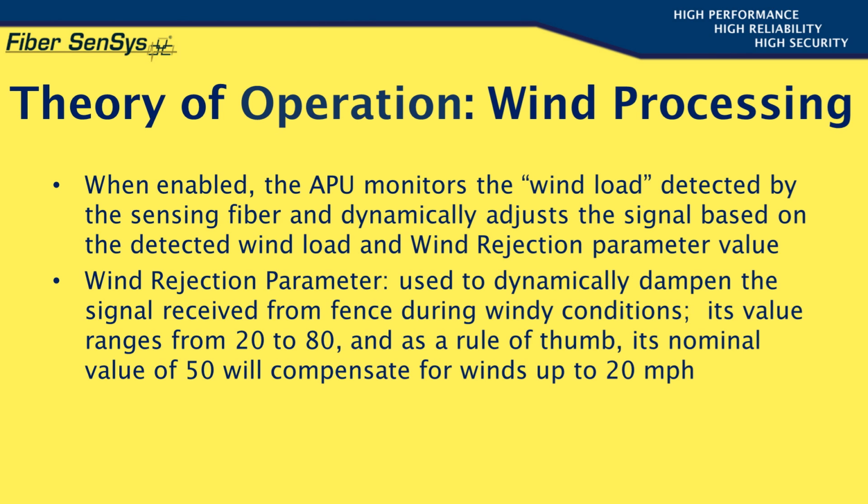Its value ranges from 20 to 80, and as a rule of thumb, its nominal value of 50 will compensate for winds up to 20 miles per hour. If you experience excessive wind-generated alarms, raise the wind rejection parameter by 10 or so and resume testing. Continue monitoring the zone for wind nuisance alarms and iteratively adjust the value up and down until the system performs to your satisfaction.